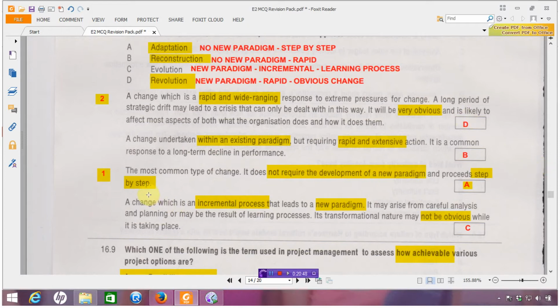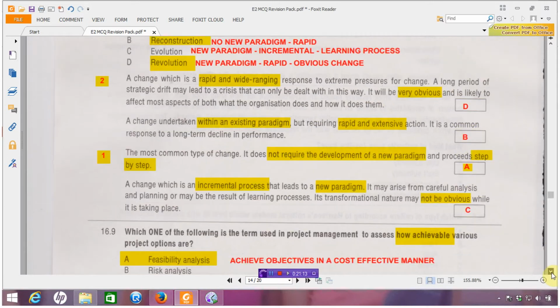And obviously the last one, by process of elimination, we've got a change that's part of an incremental process, does lead to a new paradigm, as you see above. Evolution versus revolution. Evolution is change over time, certainly going to lead to a new paradigm. Certainly incremental, and a learning process will take place. So DBAC for that. Okay, watch for those questions, they seem to be quite popular.